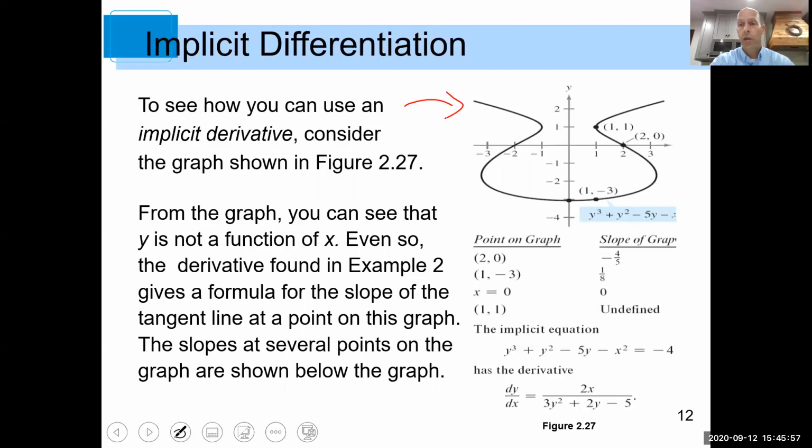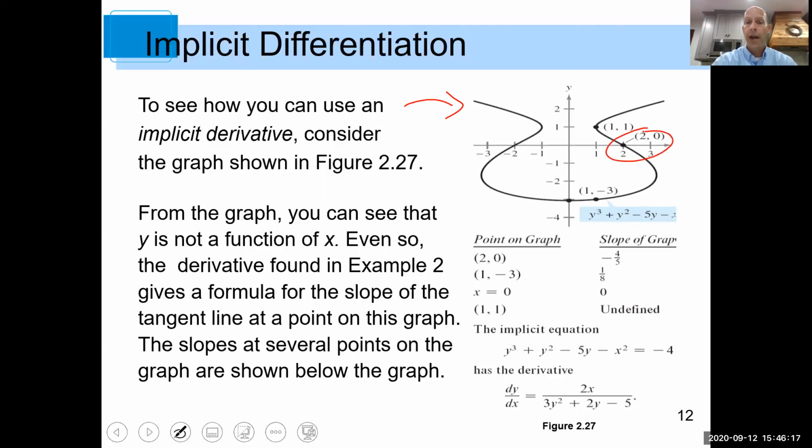That is the equation y cubed plus y squared minus 5y minus x squared equals, I think it was -4. Sorry, that got cut off there. That's the graph. So what if I asked you, what is the slope of the tangent line at the point (2, 0), at this point right here?